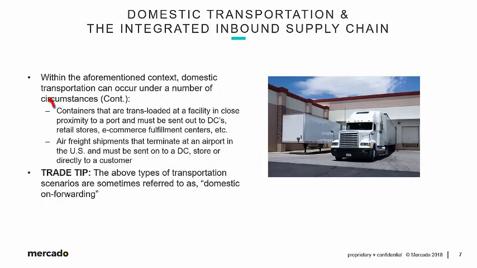Some other situations. Containers that are transloaded at a facility in close proximity to a port and must be sent out to DCs, retail stores, e-commerce fulfillment centers, etc. This is a big one, and we actually talked a lot about transload in our ocean module, as well as in our import operating model module. We will come back to that theme of transload and tie the whole thing together by providing the domestic component of transportation once goods are stripped at a transload facility and sent out to those DCs, retail stores, etc. around the country. And that could be by truck or by rail. We have some good examples there.